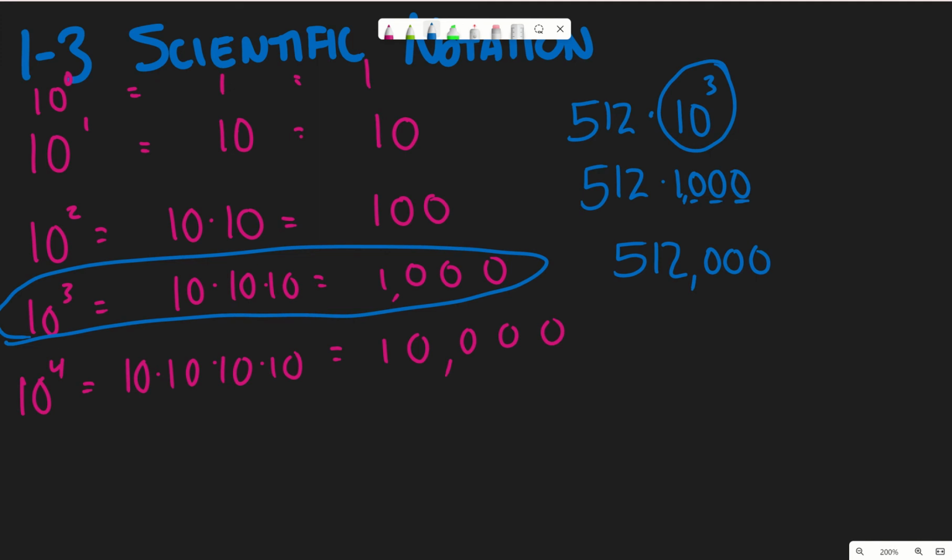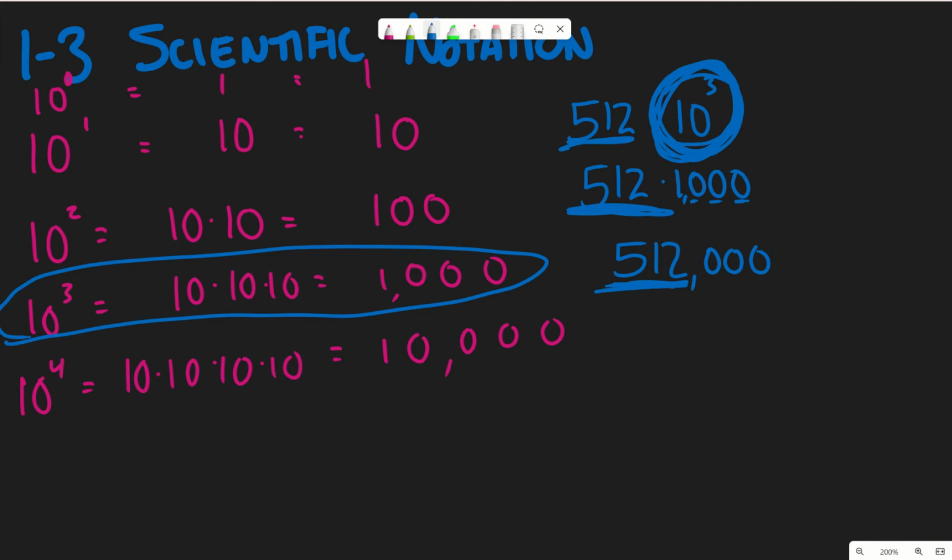Okay, so that's kind of like scientific notation. That's not quite scientific notation. There's some things that need to happen in order for this to be scientific notation, but this is a good start. So when we're timesing something by 10 to the power of something, we're going to be keeping our number the same, right? Our number is the same in all of these: 512, 512, 512.